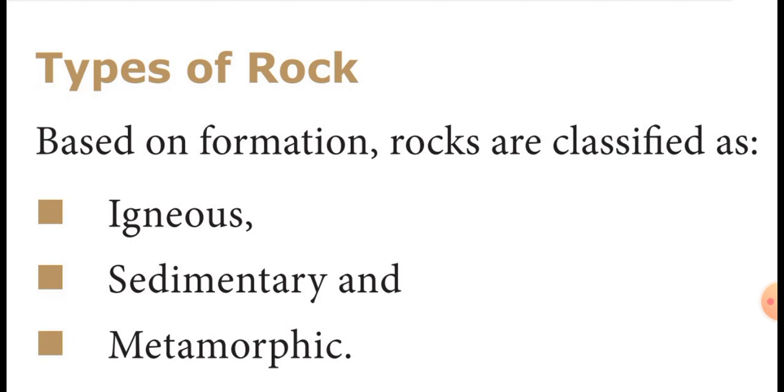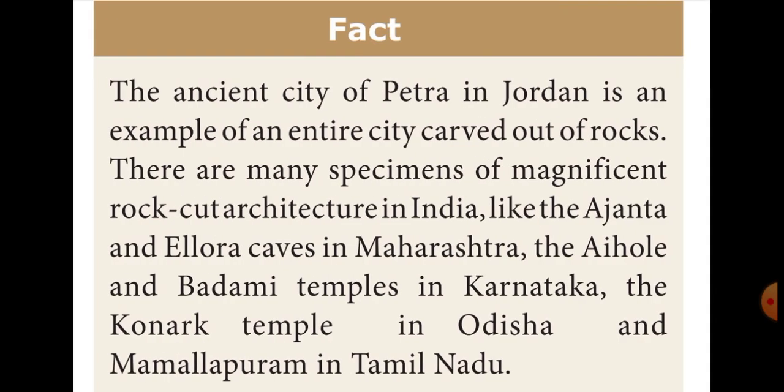Next, we learned about some examples of architecture carved out of rocks. For example, one ancient city carved out of rocks is the city of Petra. Where is it? That is in Jordan. That is one of the best examples of a city carved out of rocks. And we also learned some other examples. In Maharashtra, which architecture did we learn?